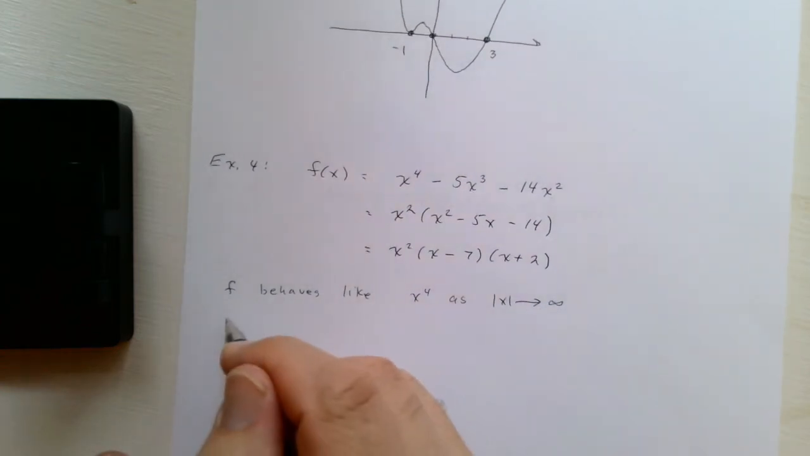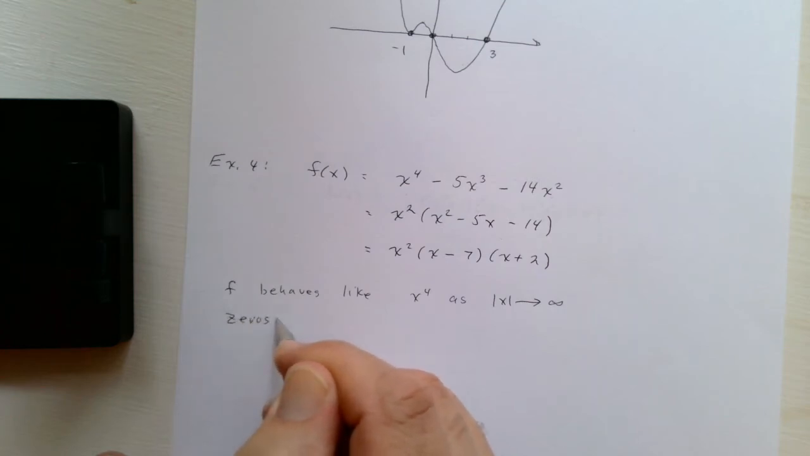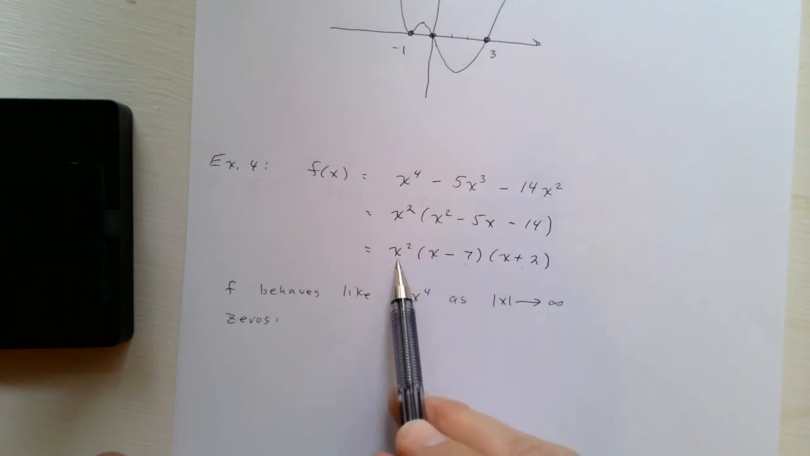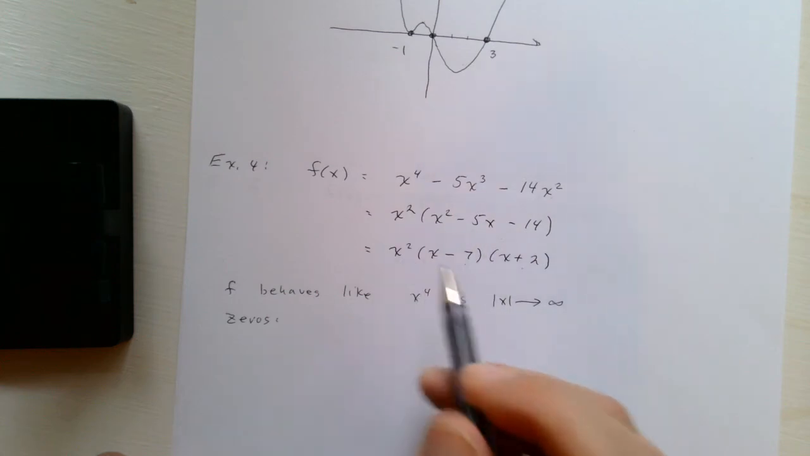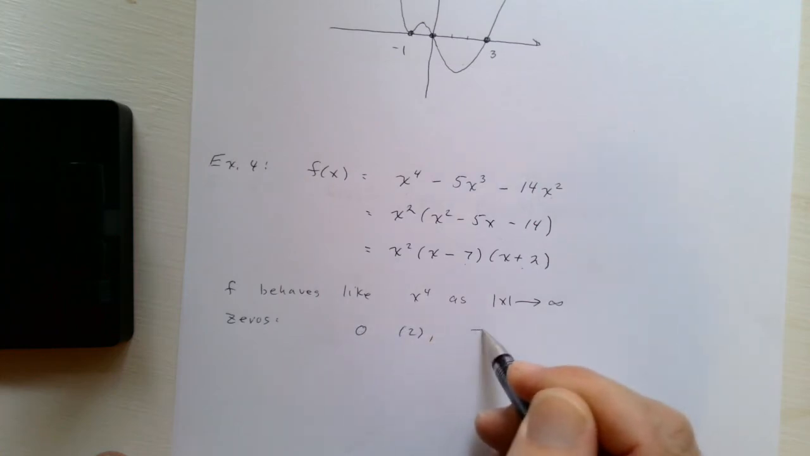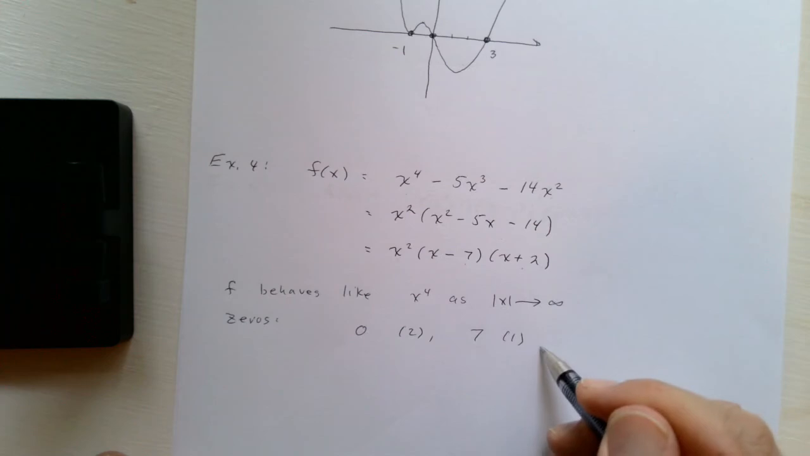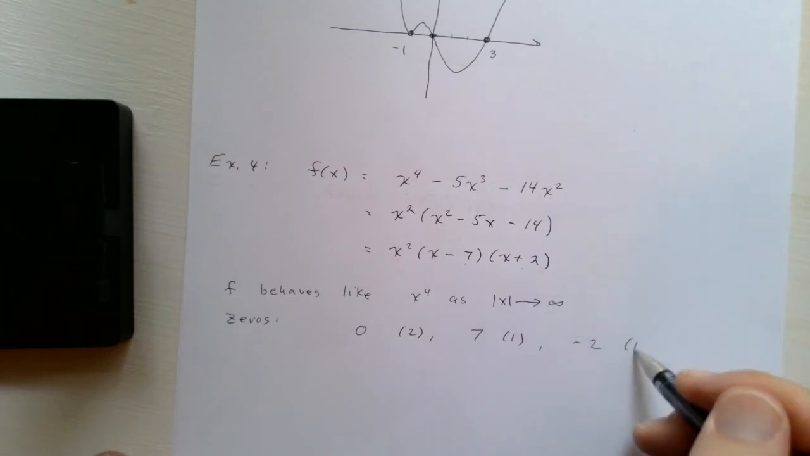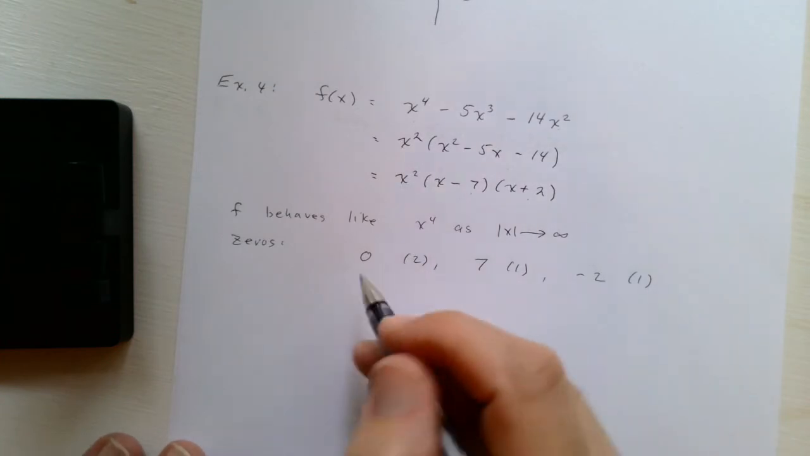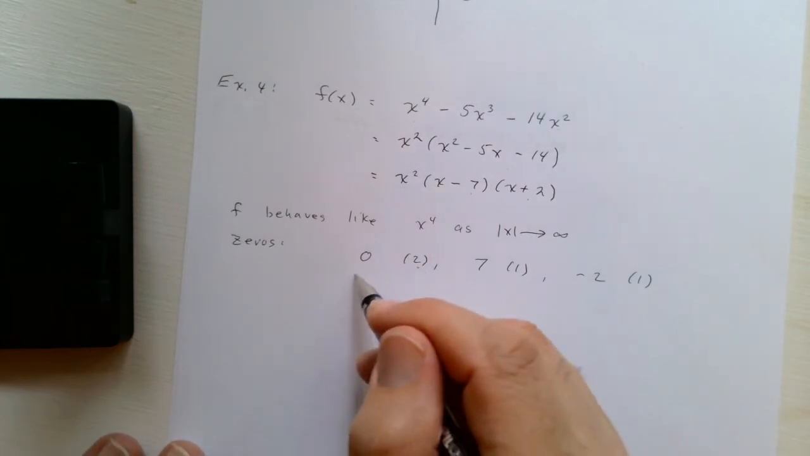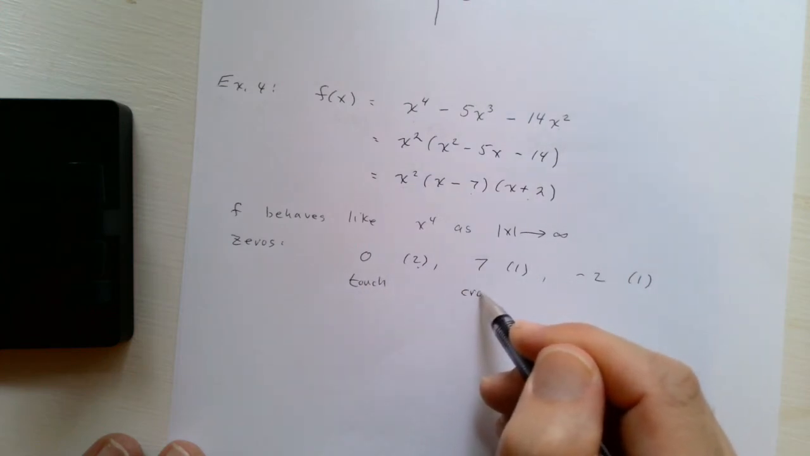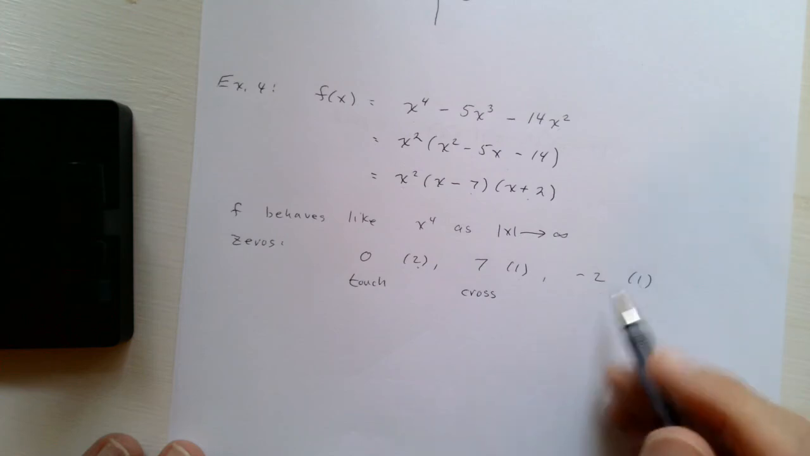The zeros, I can see, well, 7, negative 2, and 0. Because again, this is x minus 0. So 0 with multiplicity 2, 7 with multiplicity 1, and negative 2 with multiplicity 1. So here we are. This is even, so we're touching. Odd, we're crossing. Odd, we're crossing.